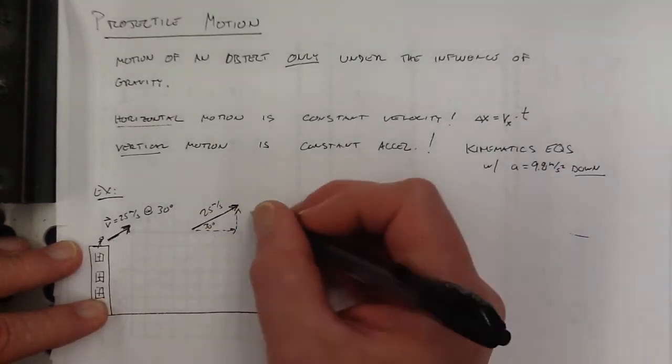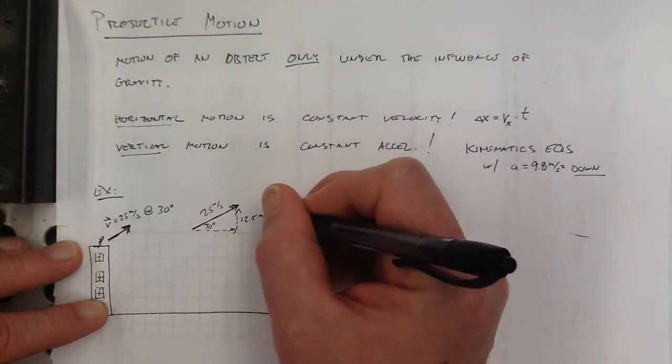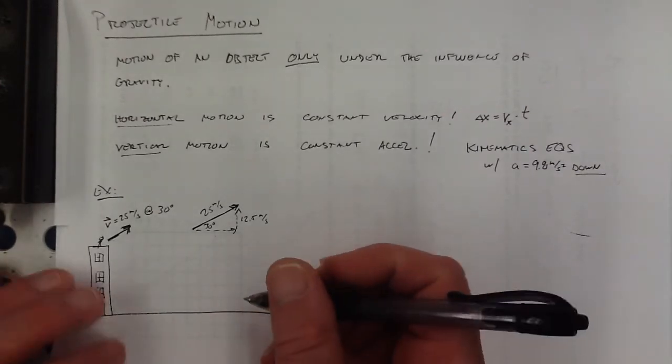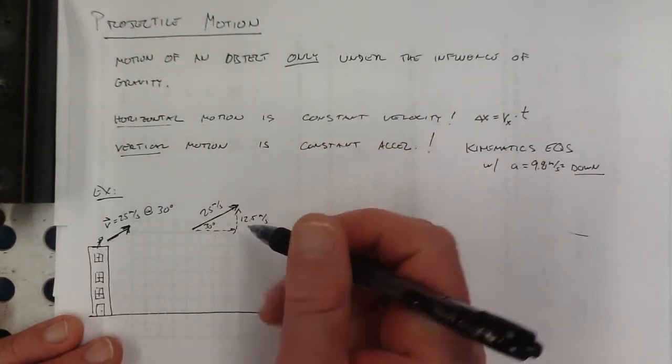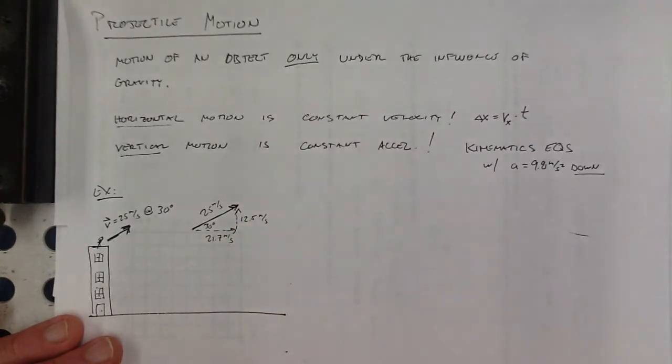Okay, so here that's going to be 12.5 because the sine of 30 is a half. And then my calculator tells me that my batteries are low and that 25 times the cosine of 30, if I'm in degree mode, is about, if I rounded to the nearest tenth, so if I wanted to be consistent with that, that'd be 21.7 meters per second.